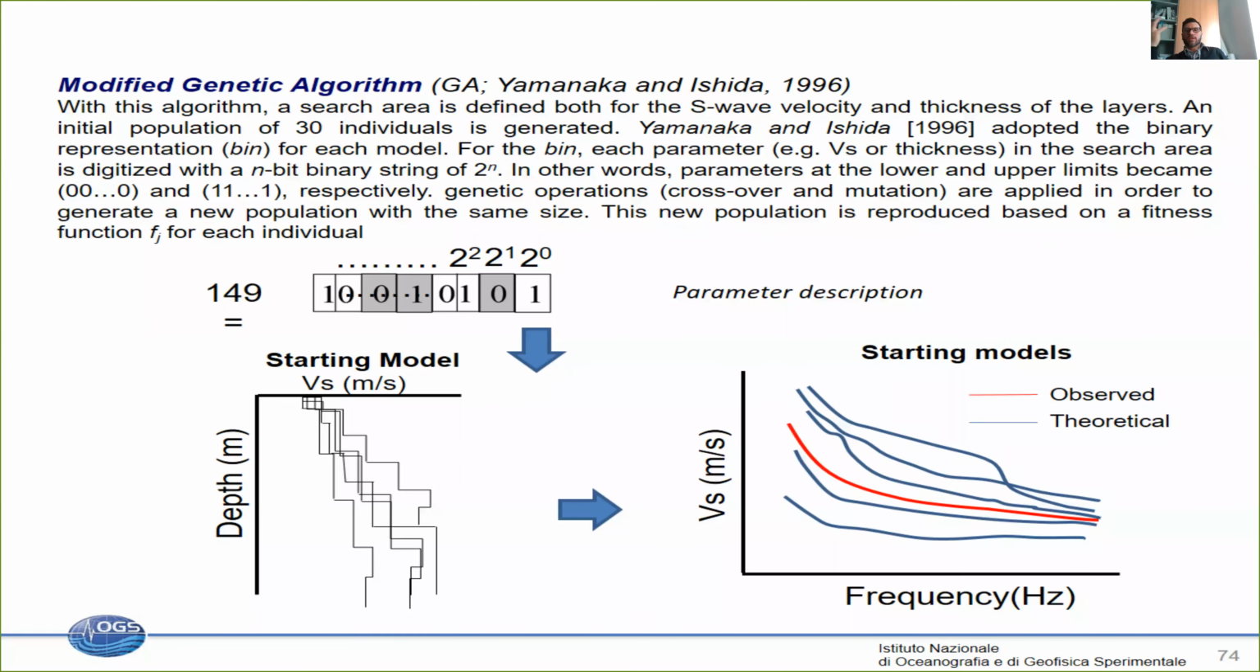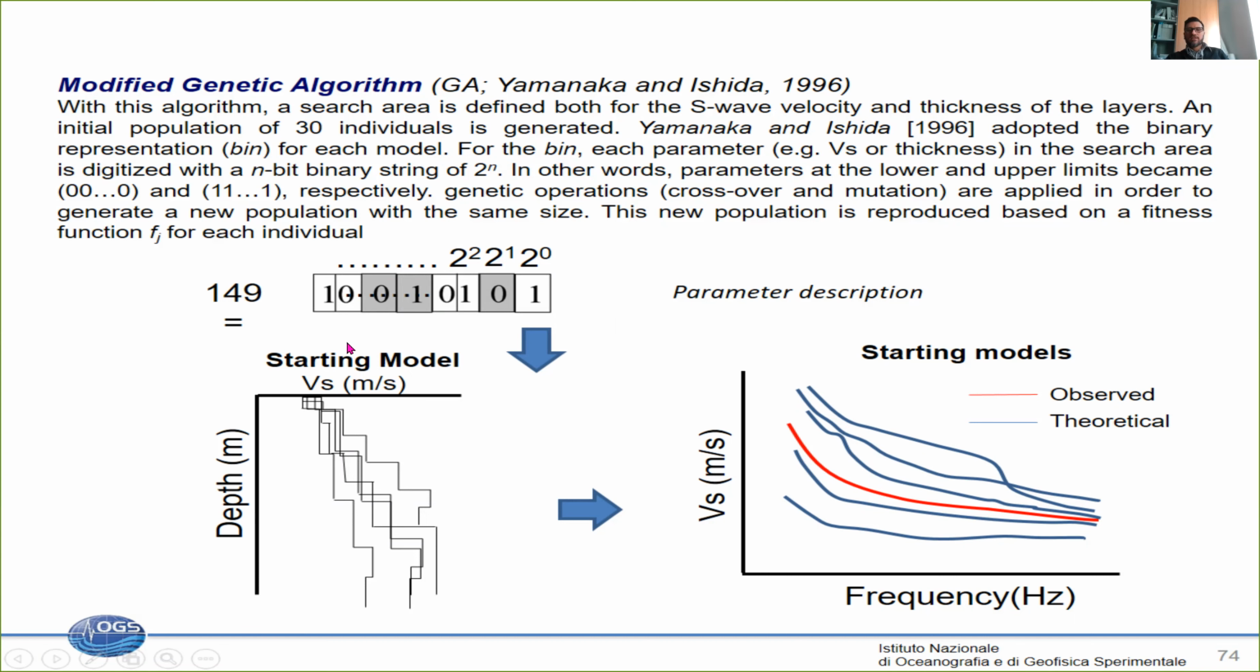Generally, we randomly generate a certain number of models. So here, for example, I'm saying 30 models within a certain range of velocity for each layer and, like you said before, in a certain range of thickness. This is just done randomly. We generate, for example, 30 models like this one.